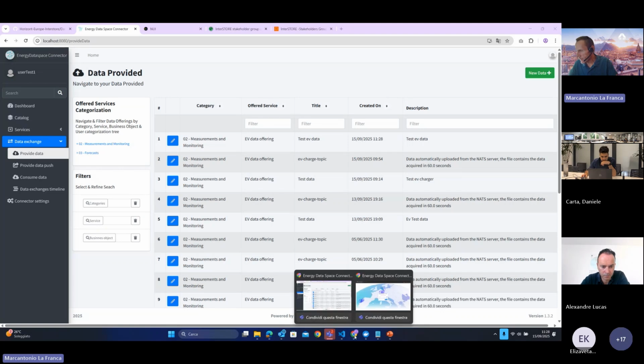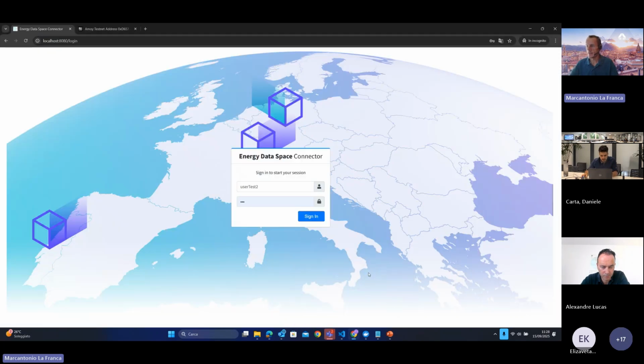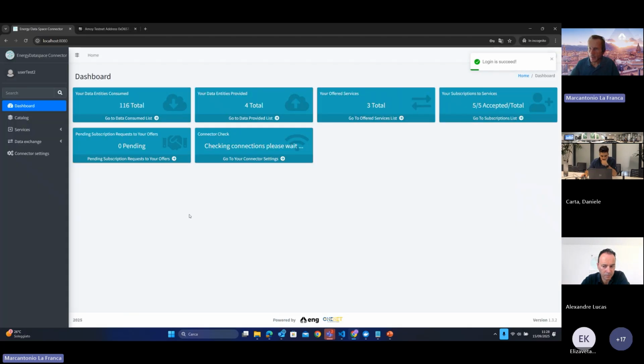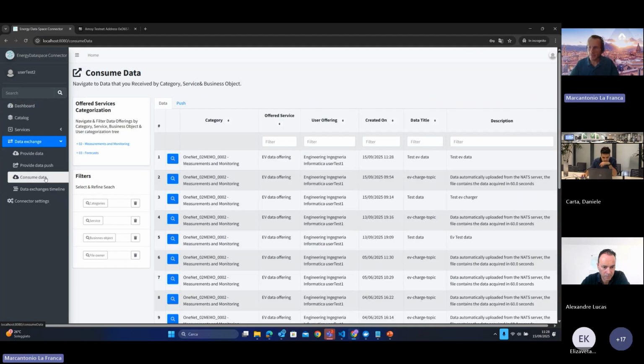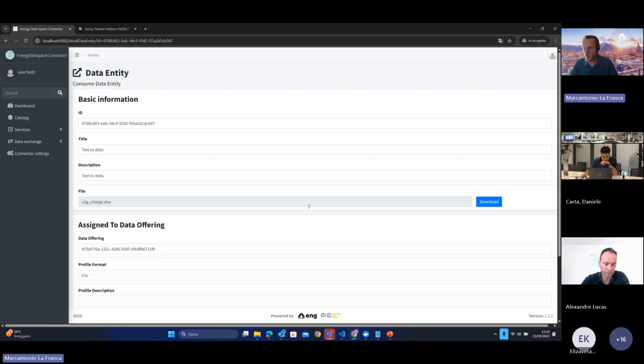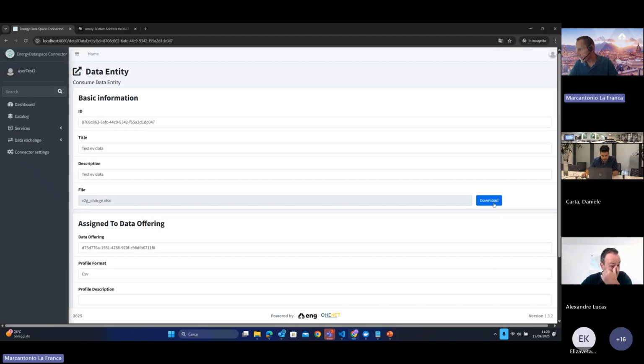Okay. We have another tab with the user test 2 that acts as a data consumer. Login as data consumer, then navigate to the data exchange menu and the consume data interface. The consume data interface is always split in data and push. And we can see that the first item is the last item provided. Go into the detail of this element, and we can see the main information: title, description, and the file provided. And of course, we can download this data.